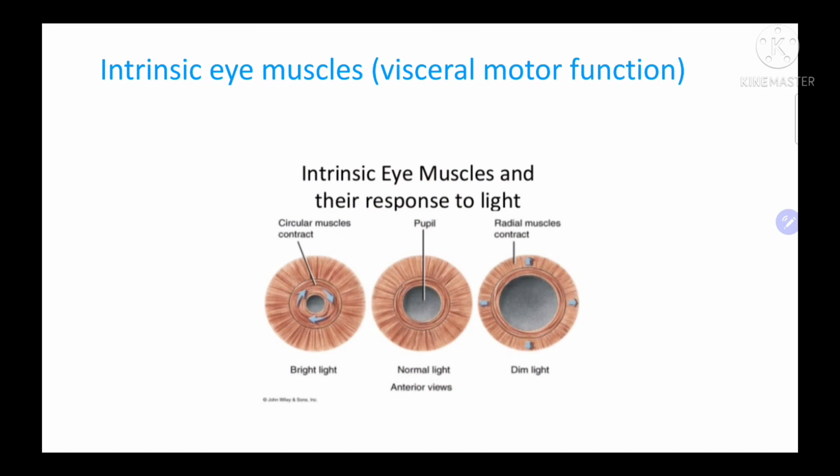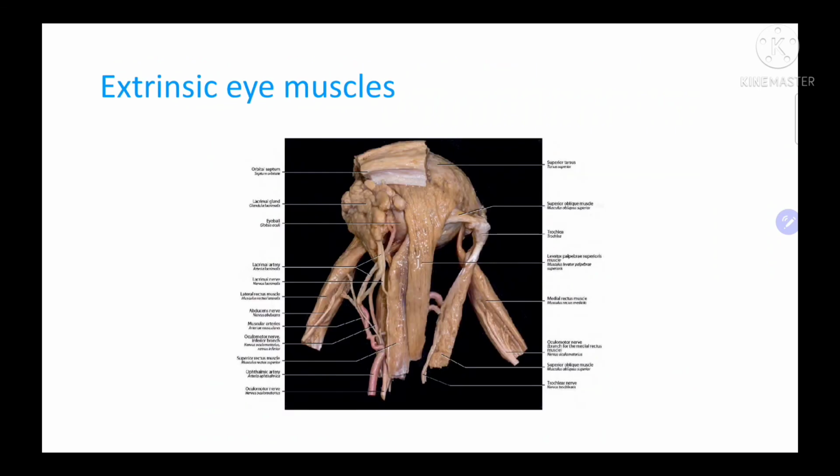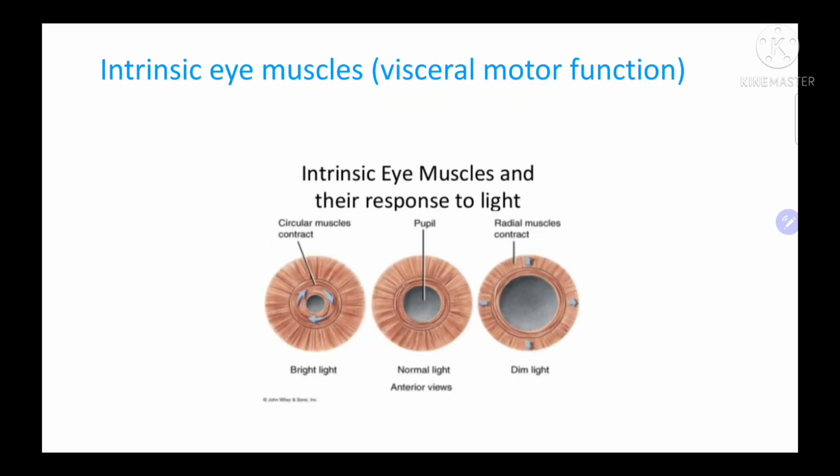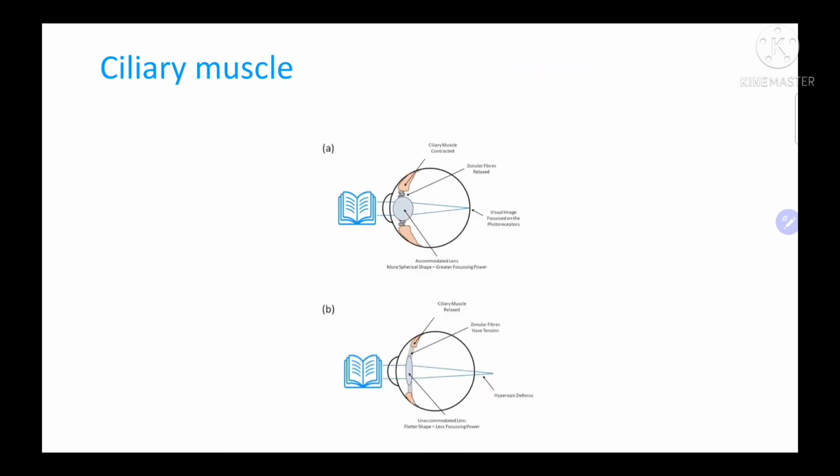Now, remember we talked about the Jakubowicz or Edinger-Westphal nucleus, the parasympathetic. About the function of these parasympathetic fibers, we're going to see these nerves react to the light. We have the radial muscles, the contraction, and the circular muscles. Also, we have here the ciliary muscles. The ciliary muscles act in the accommodation.